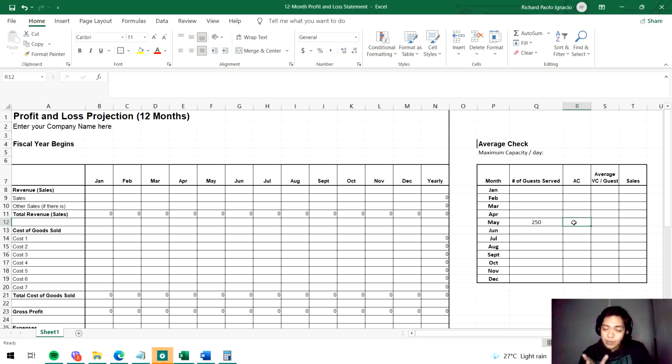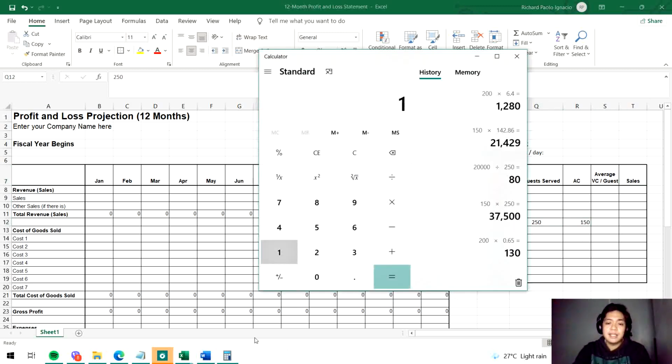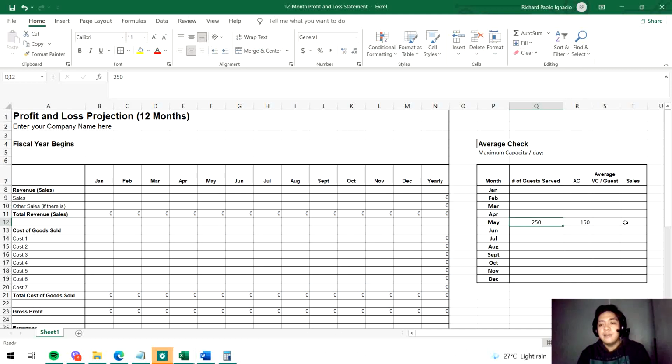So, in this case, we have here a 100 peso coffee or 100 peso drink, and then we have a 50 peso snack or pastry. A total of 150 pesos. So, ang average check natin per guest is 150. To get our sales, we will multiply 150 by 250. And that is 150 times 250. We have 37,500.